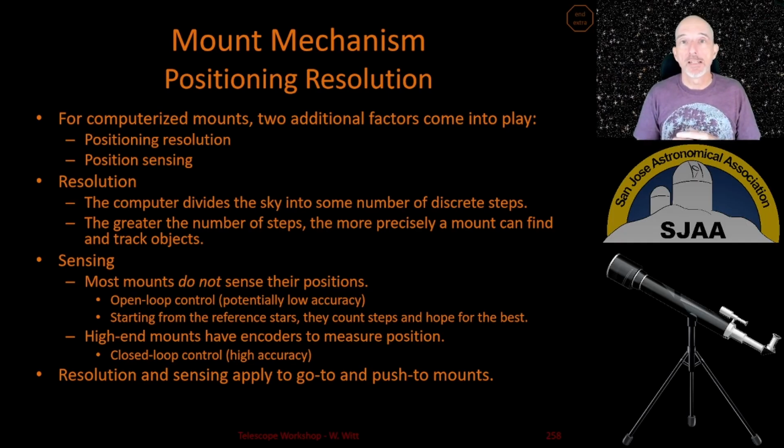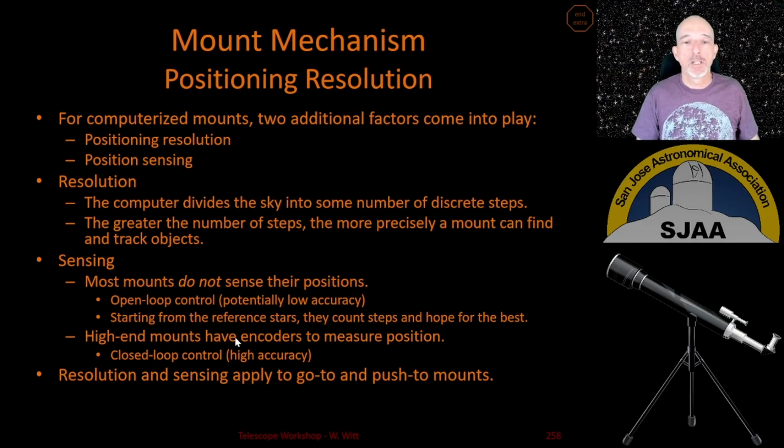And so based on that, it basically says, okay, here's Polaris, and let me just count 1,000 steps to the left. It doesn't actually measure where it's pointing. It's really just counting steps and hoping for the best. And that tends to work pretty well, but it's not perfect because again, the mount doesn't actually know where it's pointing. It's just assuming that counting the steps will get it to where it wants to be.